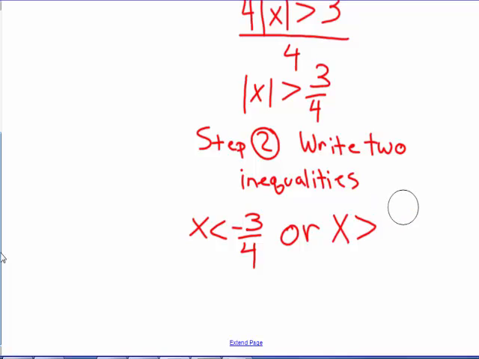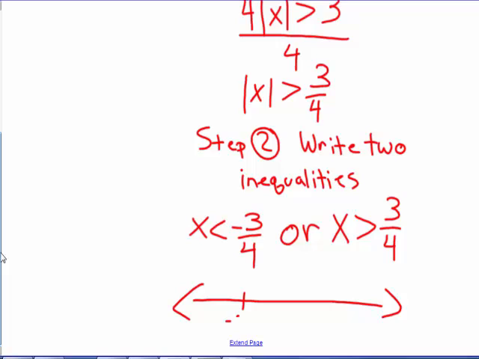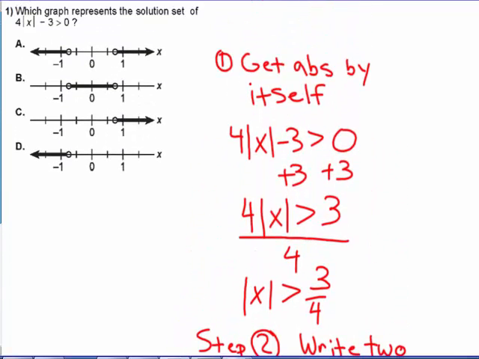So if we want to think about this on the number line, we've got an open circle at -3/4, and then we shade to the left. And then we have an open circle at +3/4, and we shade to the right. You can notice since it was a greater than problem with absolute values, it did shoot outwards. There was a gap in the middle, so the answer is A.